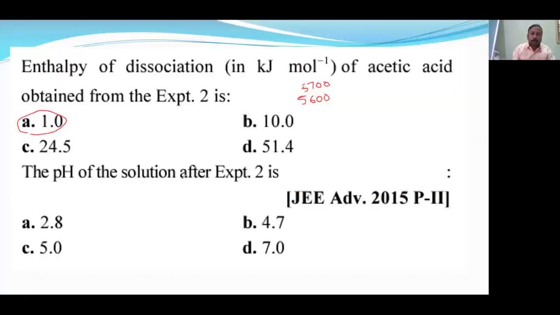Then the pH of the solution after experiment 2. As it is a weak acid and a strong base, NaOH being a strong base, it will form a buffer solution. In the buffer solution, pH is equal to pKa plus log of salt upon acid. And here neutralization is taking place, so this will become 1 and pH is equal to pKa. The pKa is already given as 4.7. So the answer will be option B. Now let's see the next question.